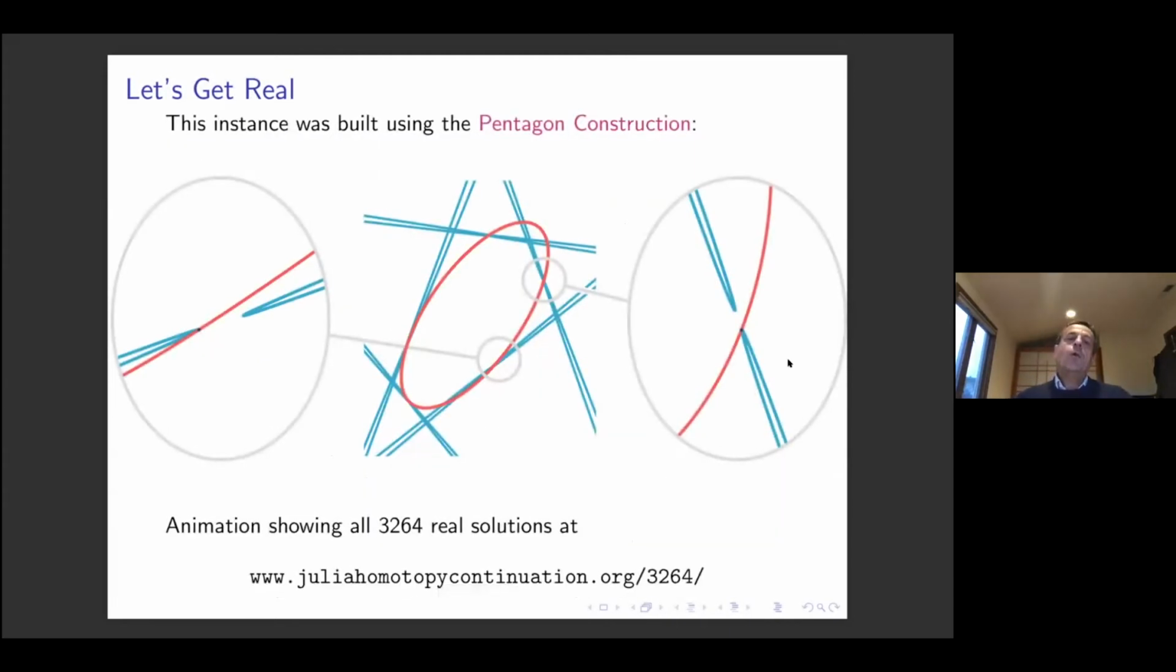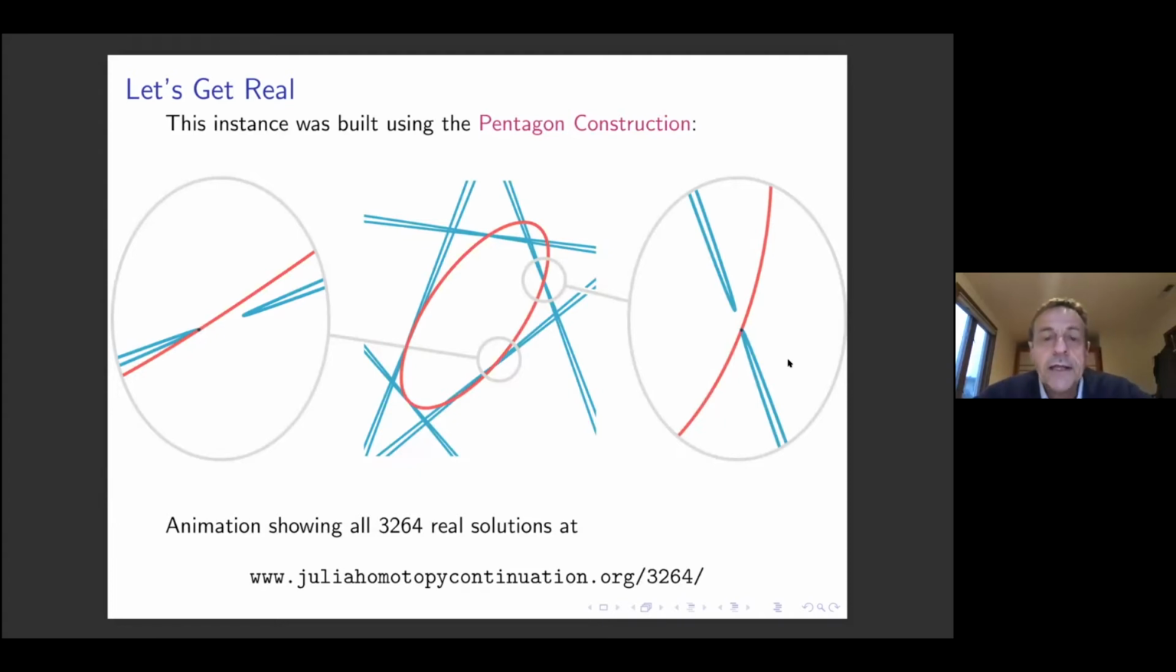But first, how was the instance found? Well, the instance was found using what's called the pentagon construction. So the pentagon construction says, let's assume that the five given conics are quite degenerate. Namely, each conic is a pair of lines, and it's a pair of lines that looks like a pair of chopsticks, almost parallel.